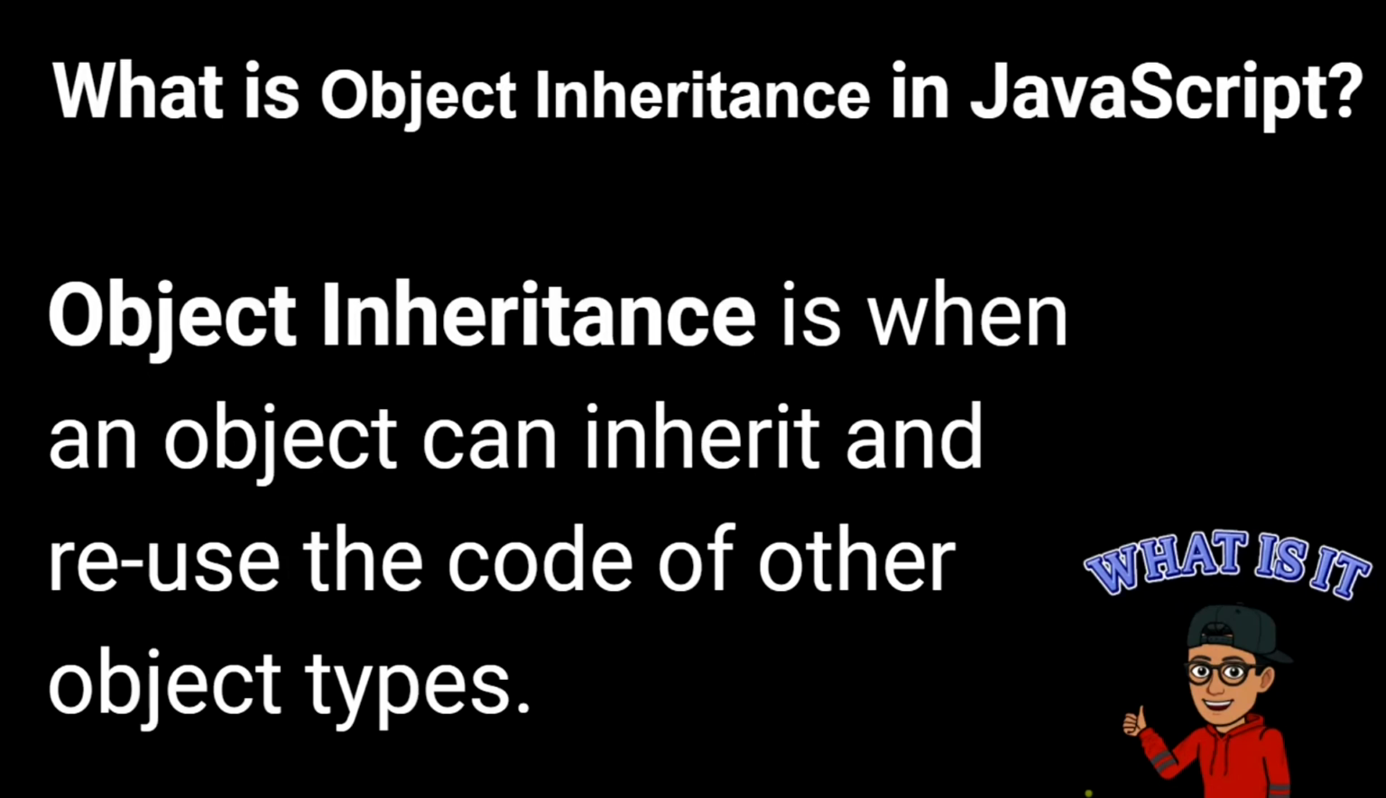What is object inheritance in JavaScript? Object inheritance is when an object can inherit and reuse the code of other object types.